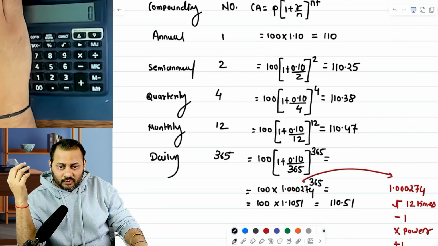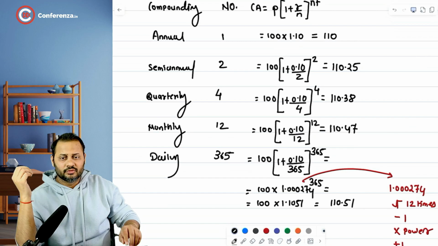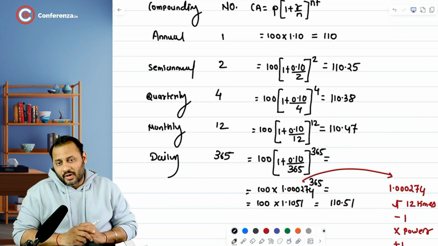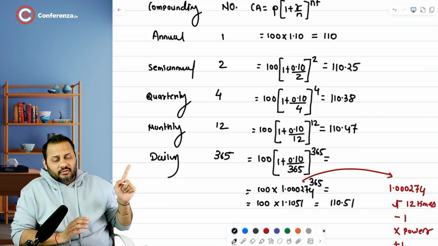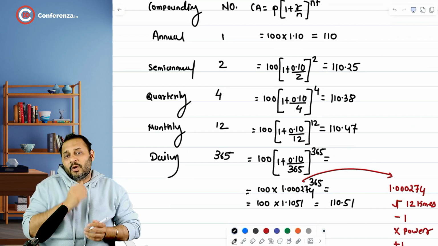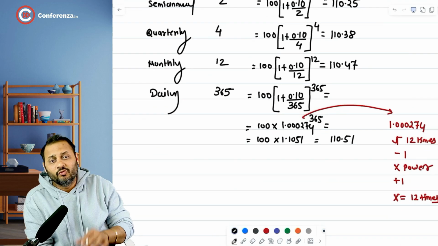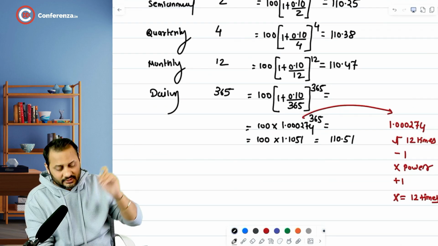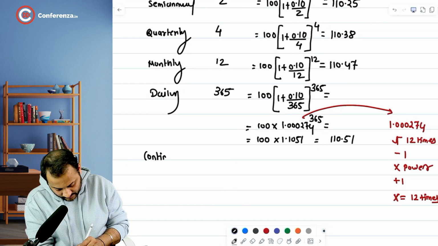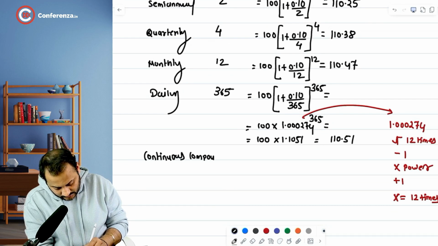Now going over, one more thing is there, which is called as continuous compounding. You might be thinking that this is the maximum level of compounding. No sir, there is a continuous compounding concept as well, which will give you little more answer than this. So we'll write it like this: continuous compounding.